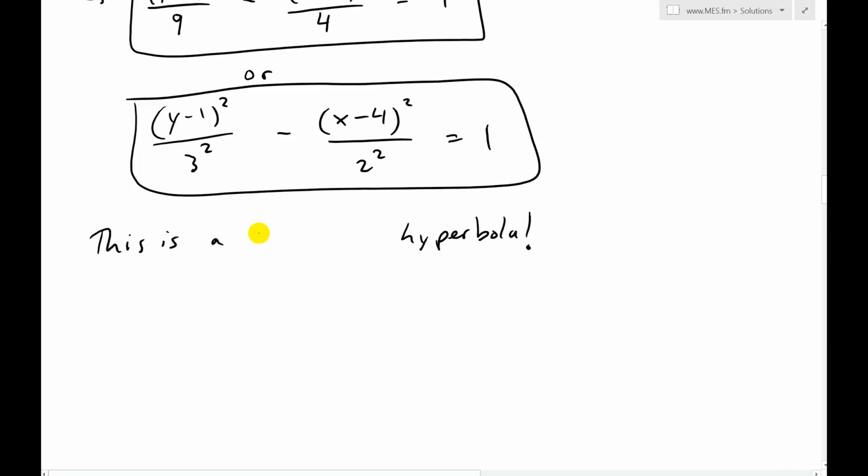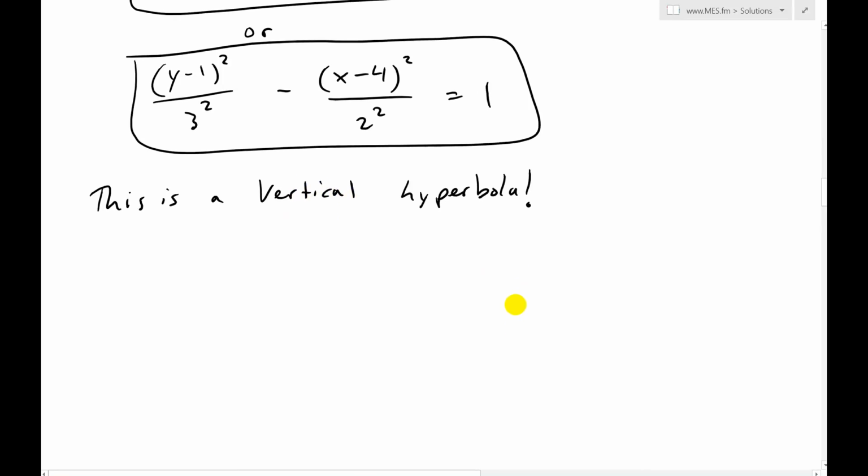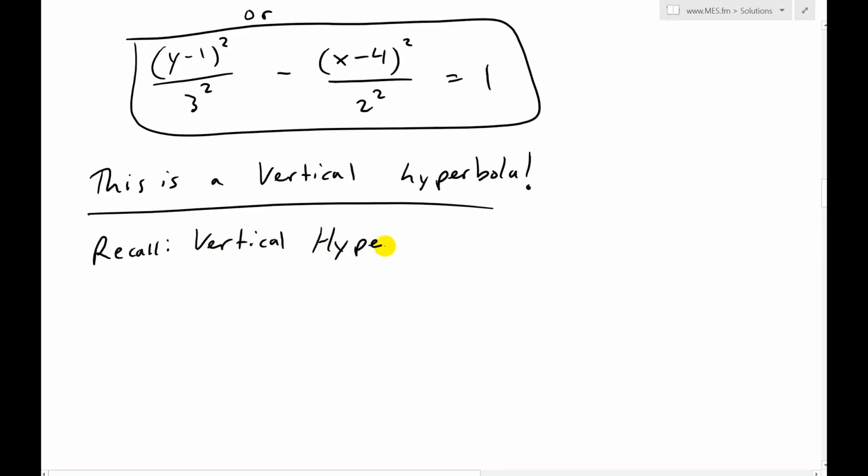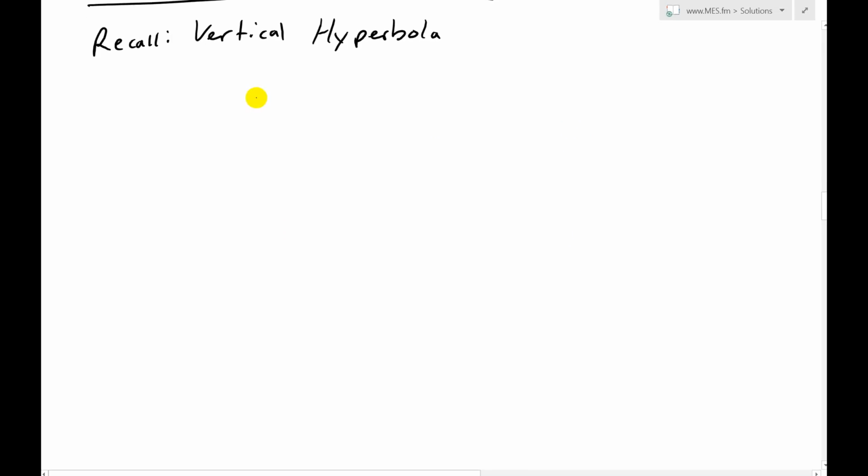This is a vertical hyperbola. And the way this would look like, but then we're going to be shifting it though. So recall, a vertical hyperbola is going to look something like this, but we're going to be shifting it though. So it's going to look something like this. Let's put it over here.